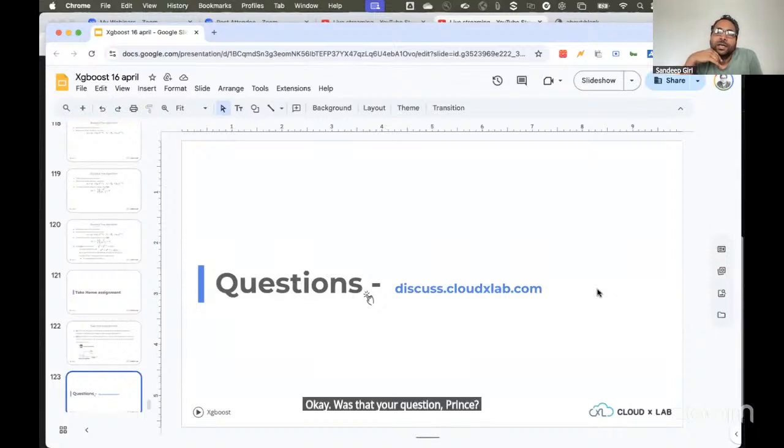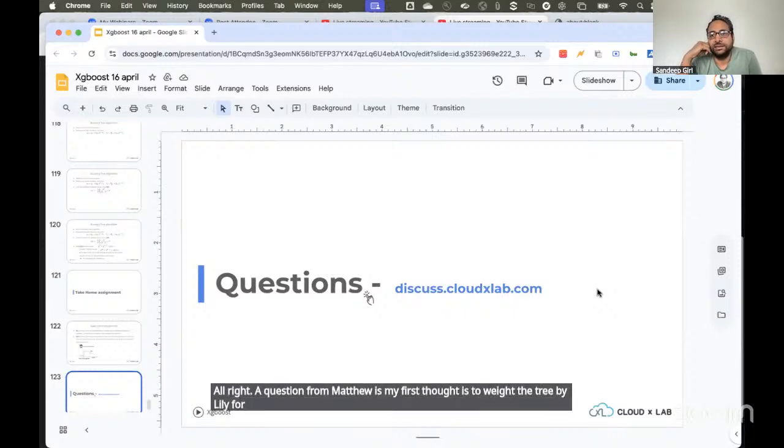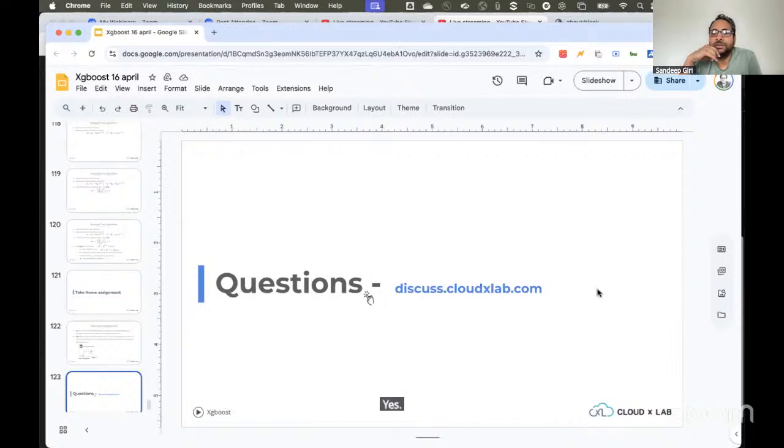All right. A question from Matthew is, my first thought is to weight the tree by the leaf for objective. Yes, that's good, Matthew.